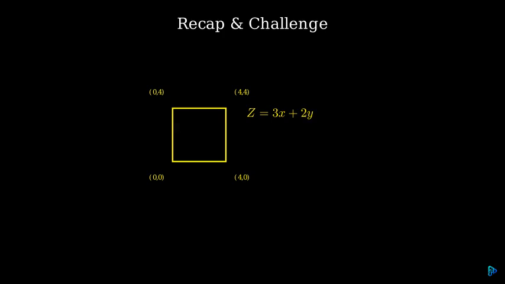If you have a square feasible region with corners at 0, 0, 4, 0, 4, 4, and 0, 4, and your profit is 3x plus 2y, which corner is the winner? Think about it and keep practicing.